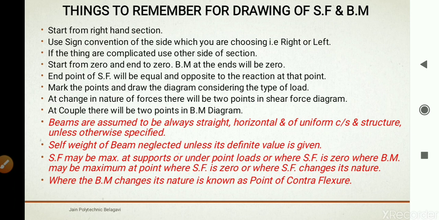Fix one sign convention for your calculations. If things are complicated, use the other side of the section. If you feel that the calculation is going tough, you can change the section, that is the calculation part, to the right or left and go further. Start from 0 and end at 0. That is, the bending moment at the ends will always be 0 in a simply supported beam.